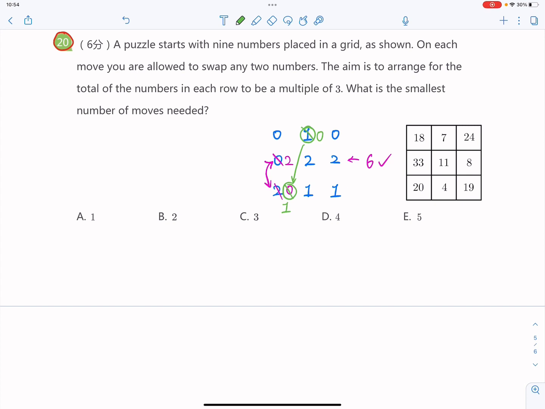1 plus 1 plus 1, you got a 3. And that is multiple of 3. And the first row, you got 0. It's also multiple of 3. Because 0 times by 3, you got 0. Okay, so let's see what we have here.